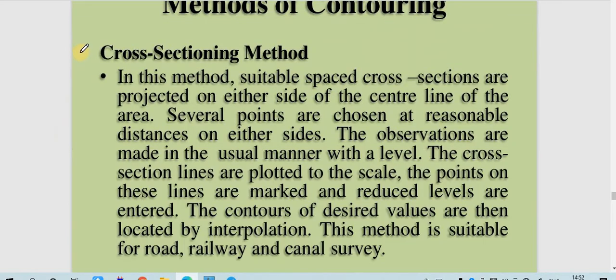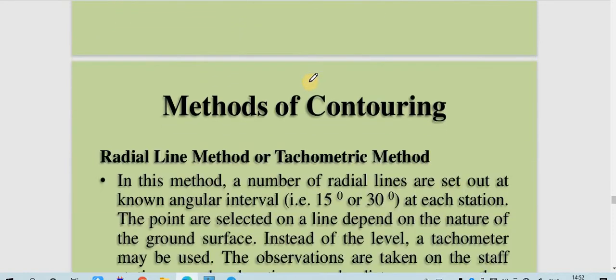Next one is your cross section method. In this method, suitably spaced cross sections are projected on either side of the center of the area. Several points are chosen at a reasonable distance on either side. The observations are made in the usual manner with a level. The cross section lines are plotted to the scale. The points on these lines are marked and the reduced levels are entered. The contours of desirable values are then located with the help of interpolation. This method is suitable for road, railway and canal survey.